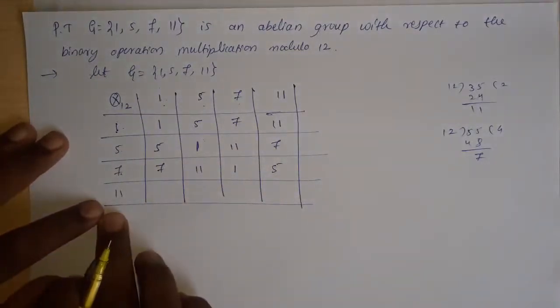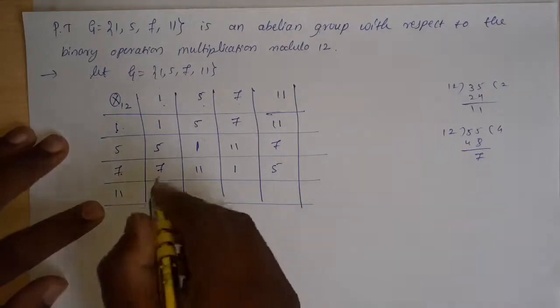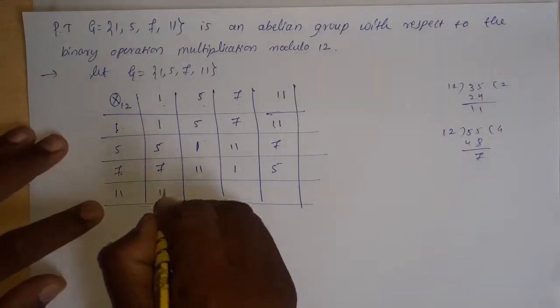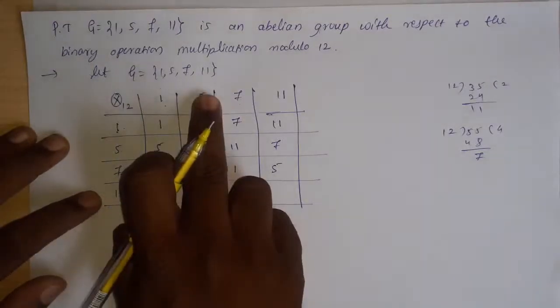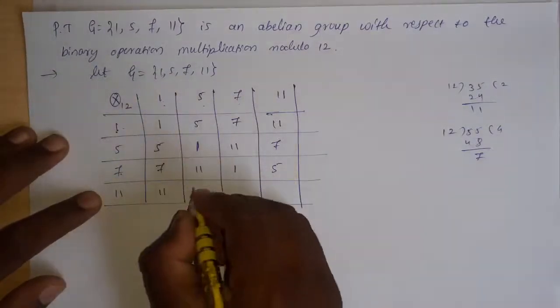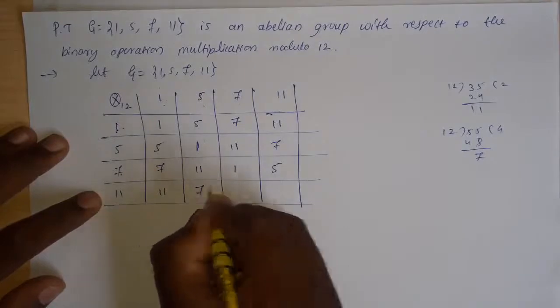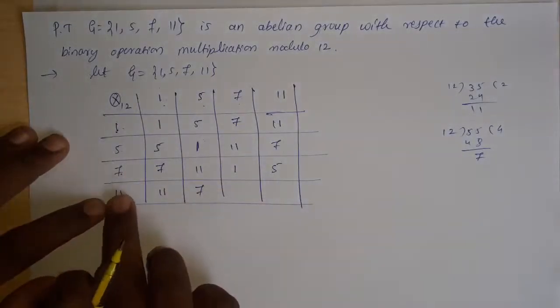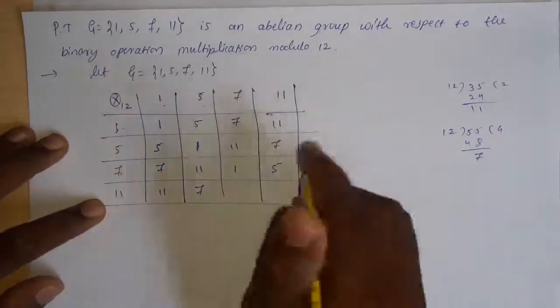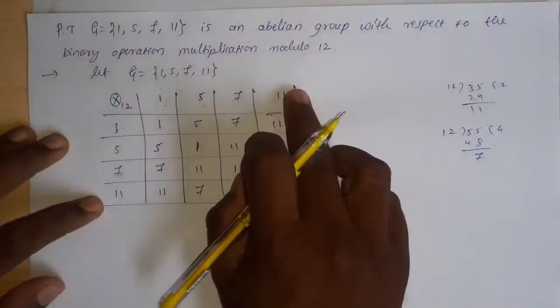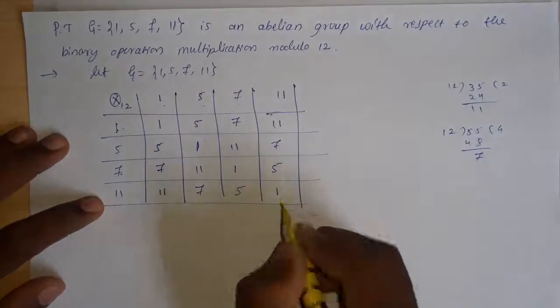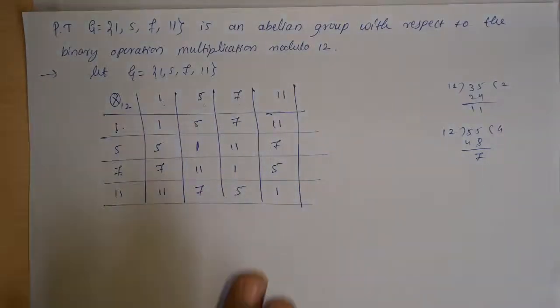Similarly for the last number, that is 11. So here 11 into 1 is equal to 11, then 11 into 5, that is 55, dividing by 12, we got 7 as the remainder, then 11 into 7, that is 77, 5 is the remainder, 11 into 11, that is 121, then 1 is the remainder. So therefore here we have constructed the multiplication modulo 12 table.